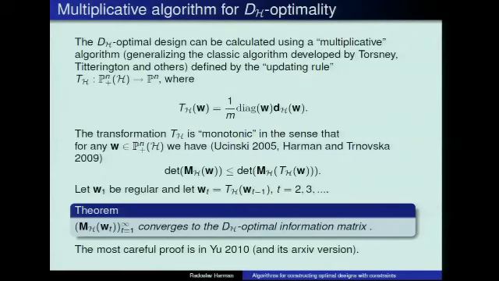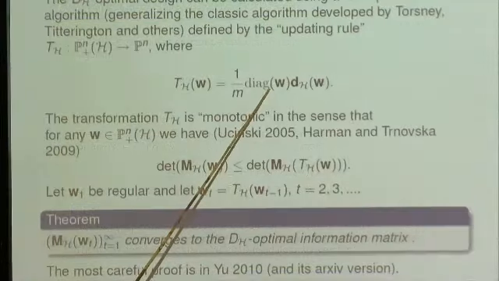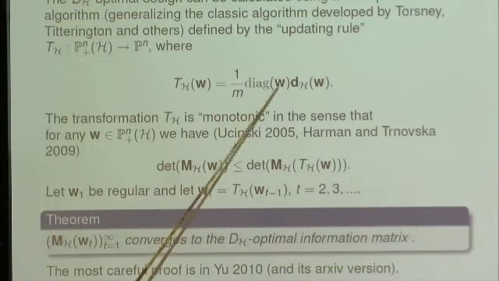So the DH optimal design, similarly as the D optimal design in the classical case, can be calculated by a certain multiplicative algorithm, so-called multiplicative algorithm, that is defined or given by an updating rule. Which is an updating rule? It's something that to one design assigns another design. It's an operation, a map on the space of all designs. Defined by the following simple formula. This means just the diagonal matrix with this vector of weights on the diagonal.